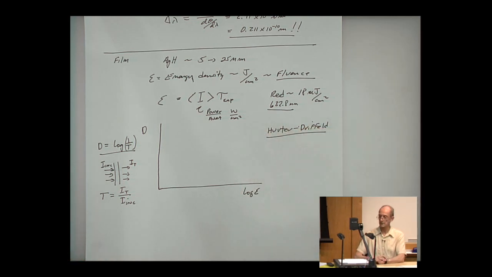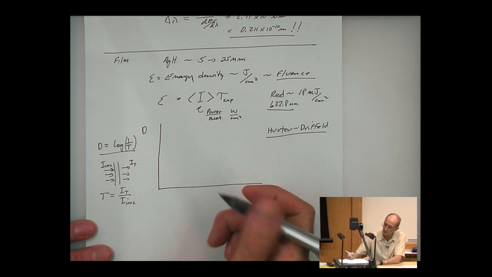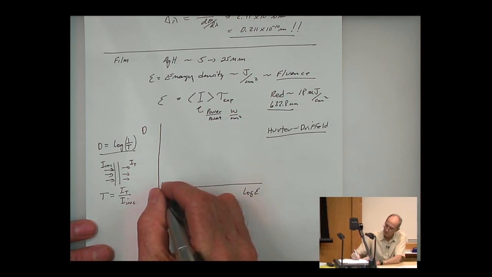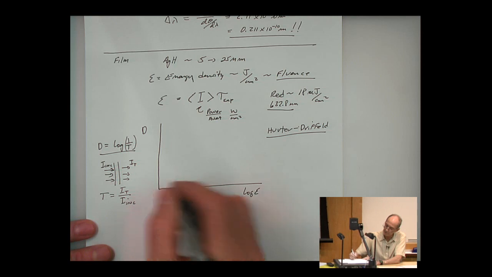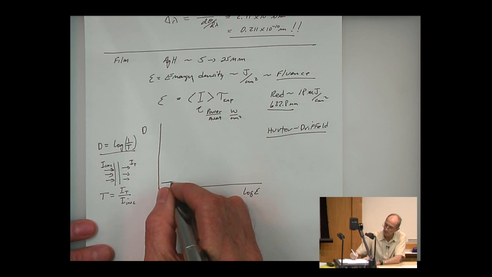Plot for characterizing, say, an absorbing material like silver halide. So if we were to look at a typical silver halide film, what we would see is the following. There'll be some region where there's a small, residual density in that material.